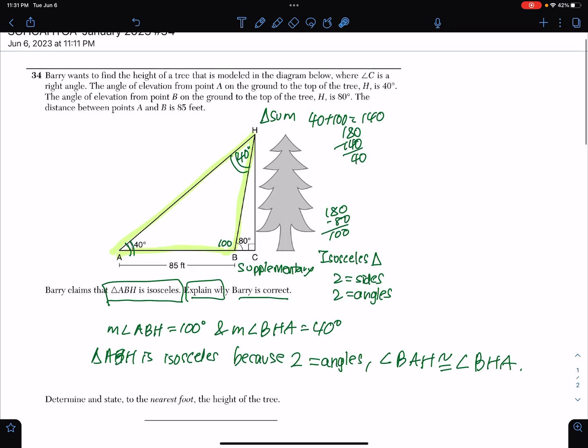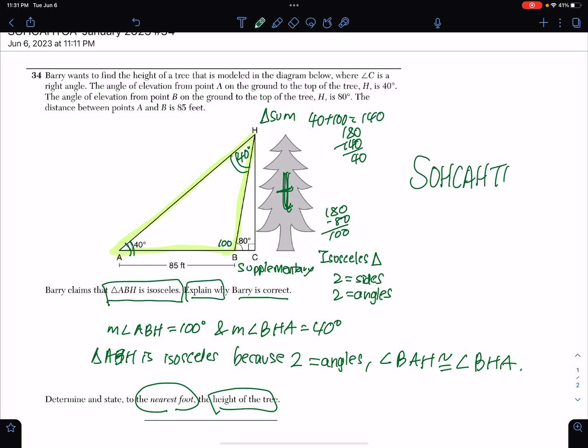And now what the question is asking us to do is find, to the nearest foot, the height of the tree. So this is what I ultimately want to find, T for tree. Now, if you look over here, we have this right triangle. I have an angle, and so I can use SOHCAHTOA. That's eventually what we're going to use. But the thing is, we don't have another side. Well, if I look at this triangle here, I have 85. I wonder if I can use this somehow.